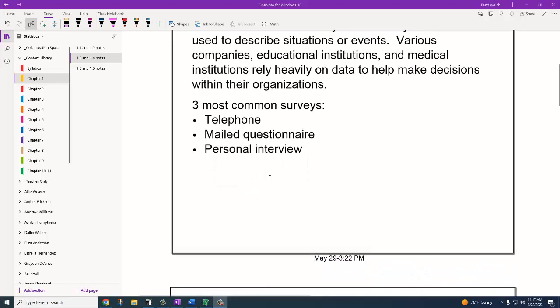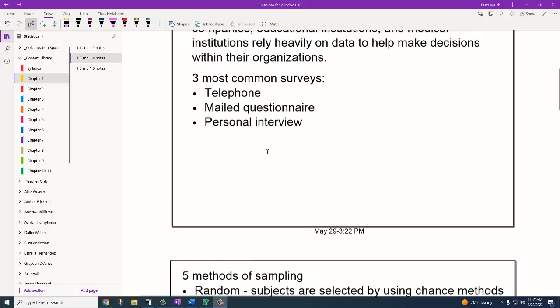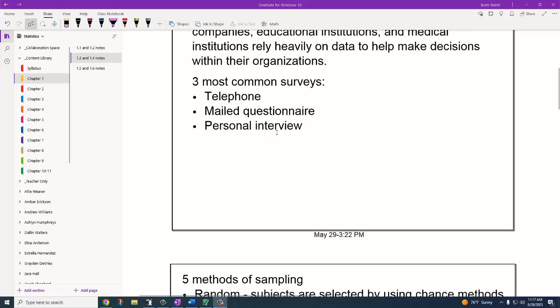Personal interview, face-to-face, I ask questions and you respond. There are good and bad to each of those. None of them are perfect. A personal interview is really good. You can dig up some really good information, but people might not be honest in a personal interview because they feel guilty talking to another person, and that person might influence the way they ask the question, could influence someone's response.